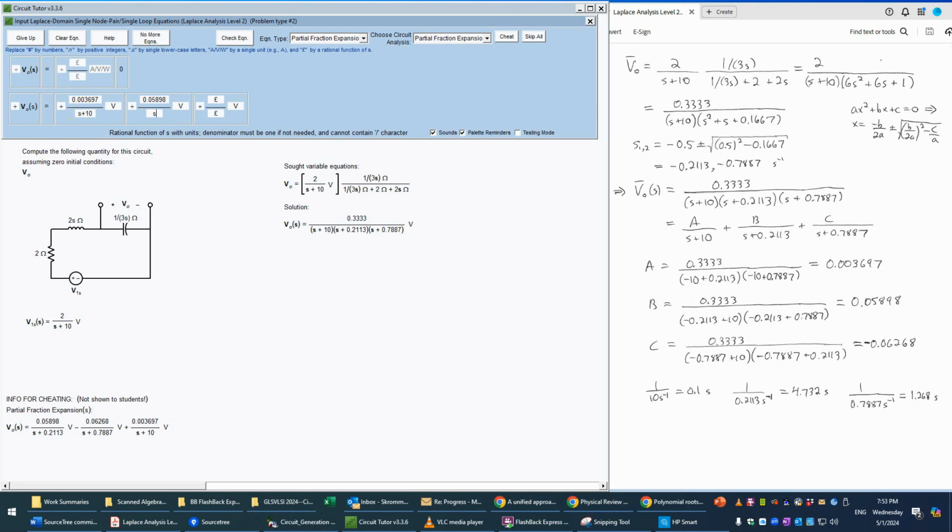So that's going to be the s plus 0.2113. And then here, again, just the last constant. Oh, that's a -1, so I'll put a minus sign out front. And so that's 0.06268 divided by the s plus the 0.7887. Okay, so I'll just proofread that very quickly here. That looks like that is correct, I believe. So we'll go ahead and check that.